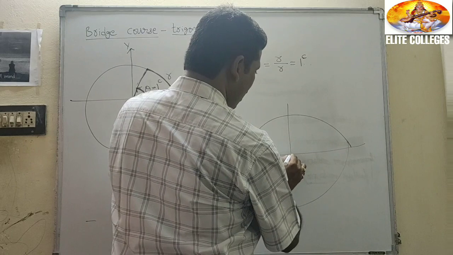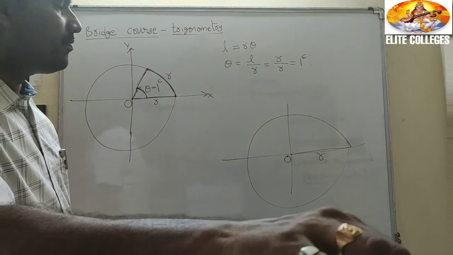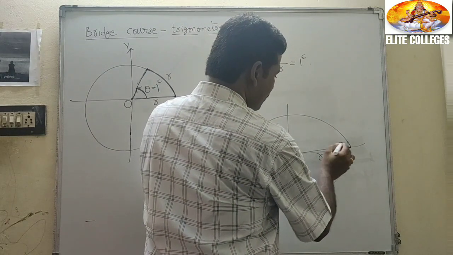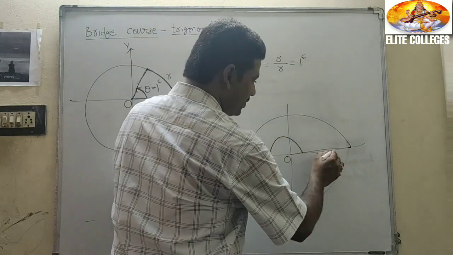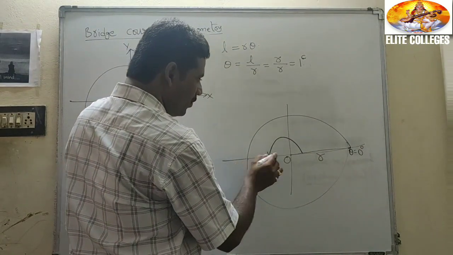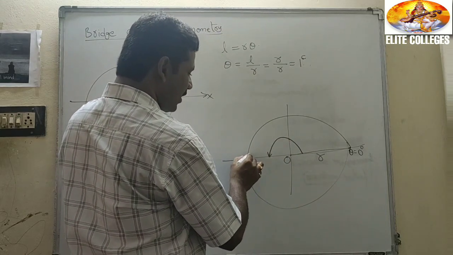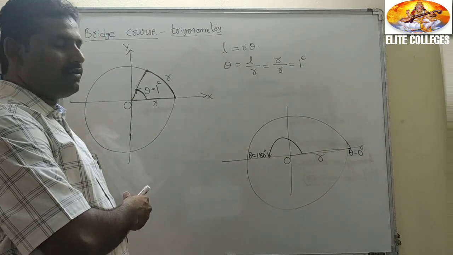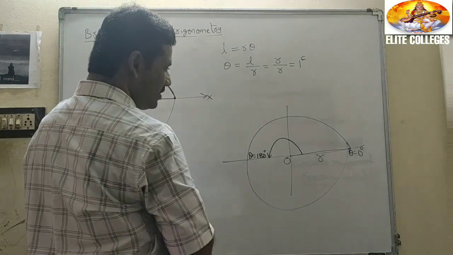See this origin. This is the radius r units. Suppose this is the angle. Starting from here, theta equal to 0 degrees. From here to here, 90 degrees. From here to here, another 90. So total angle is 180 degrees. So theta equal to 180 degrees. Now this is the theta.